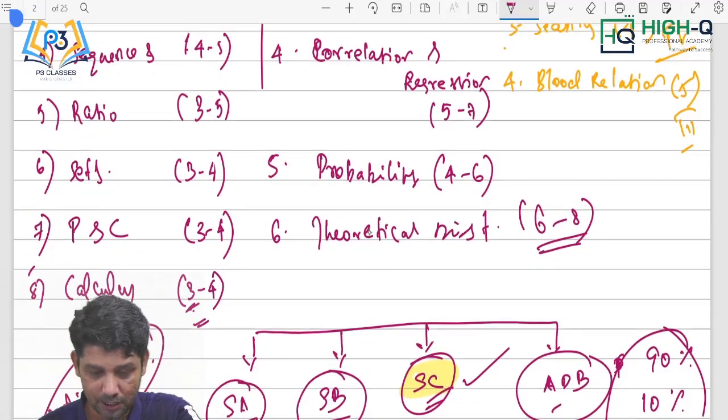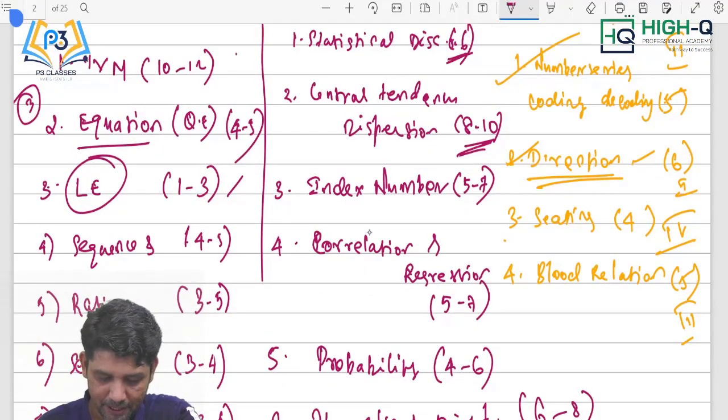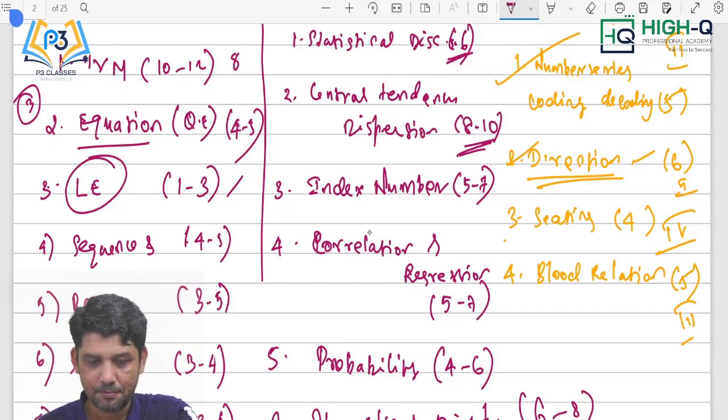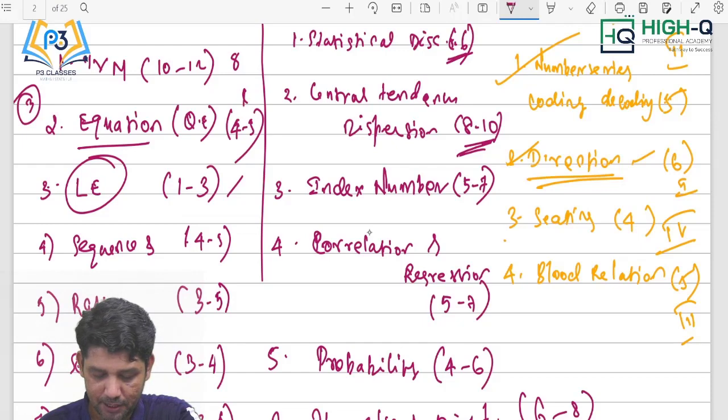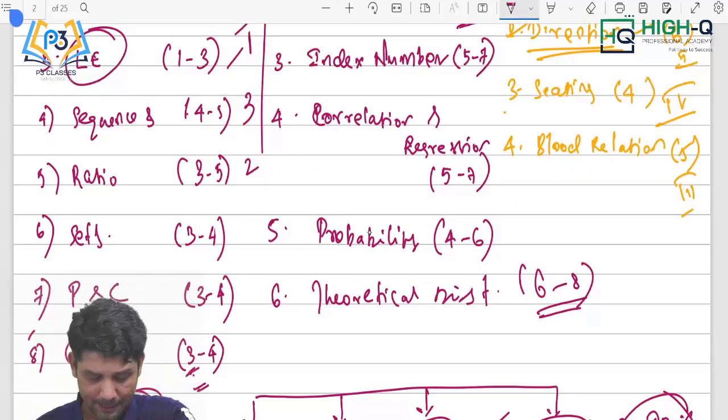Now look at this, my dear. Let us ensure time value of money. Can't you score 8 marks? Equation. Can't you score 4 marks? Not 4, 2 is enough. Linear inequality. Can't you score 1 mark? Sequences. Can't you score 3 marks? Ratio, 2 marks. Sets, 2 marks. Permutation, 2 marks. Calculus, 1 mark.